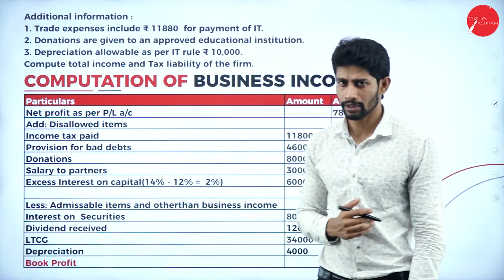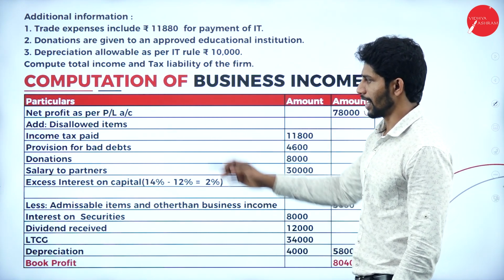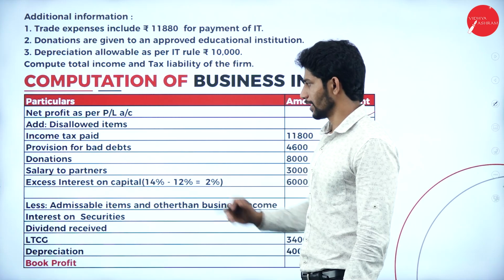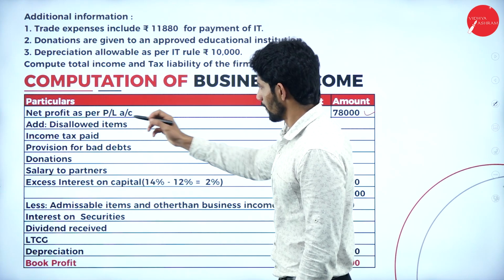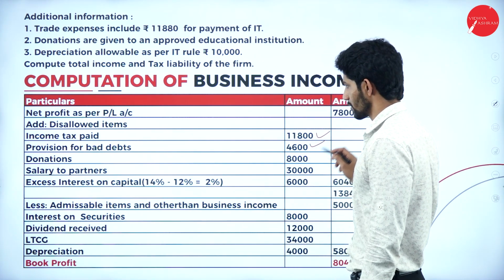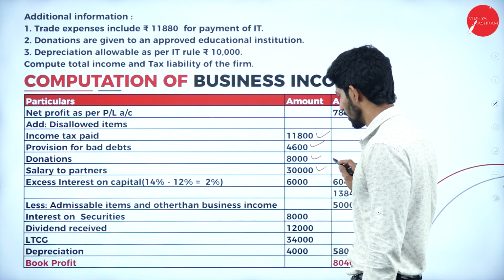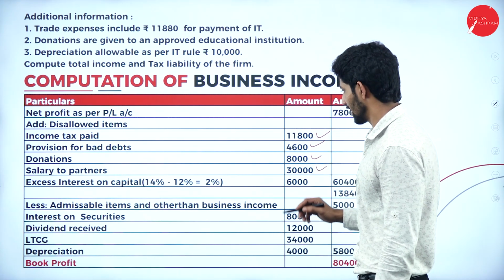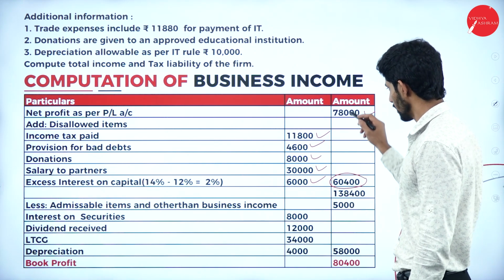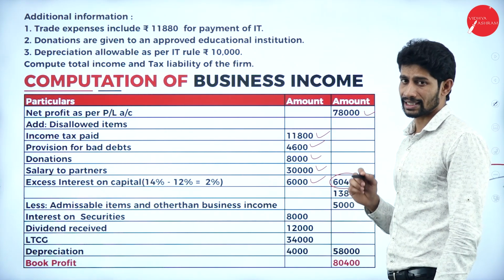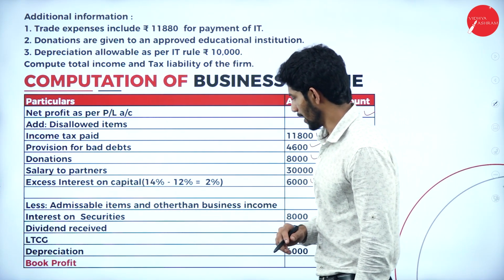So compute total income and tax liability of the firm. First we are supposed to find out the business income. Net profit as per P&L account is 78,000. Next, add disallowed items. In that first one, income tax paid. What is the income tax paid? 11,800. Next one, provision for bad debts, 4,600. Next, donations, 8,000. Salary to partners, 30,000. Excess interest on capital, that is 2% amount, you'll get 6,000. Total it, you'll get 60,400. Add that with 78,000, you will get 1,38,400.